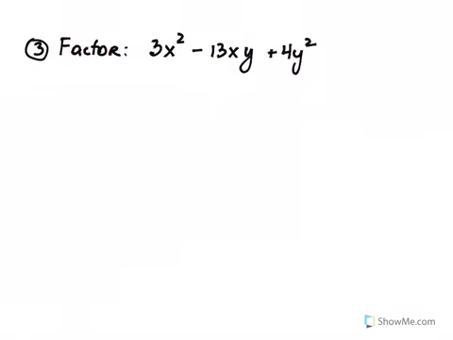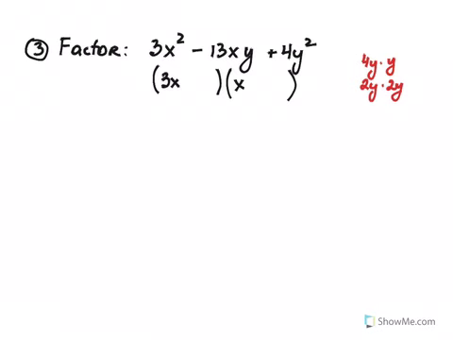Example 3. Factor 3x squared minus 13xy plus 4y squared. Let's open two pairs of parentheses. Two factors that will multiply into 3x squared are 3x times x. When we look at the last term, there are two ways to write 4y squared as a product of two factors: 4y times y or 2y times 2y.